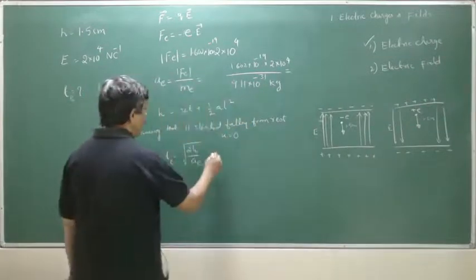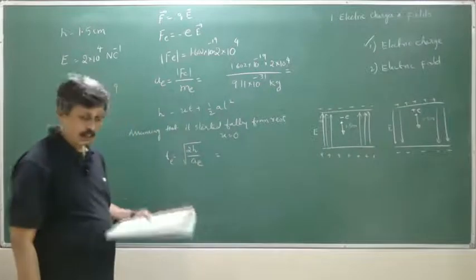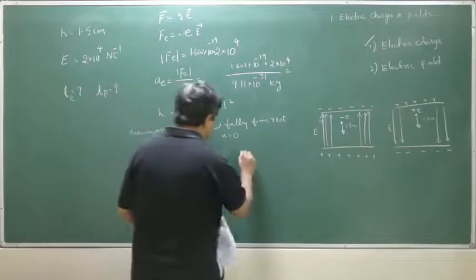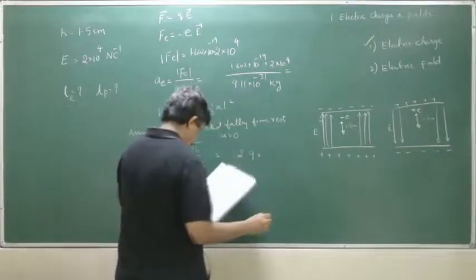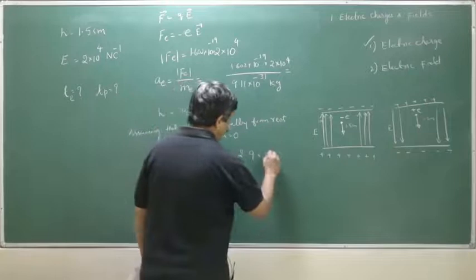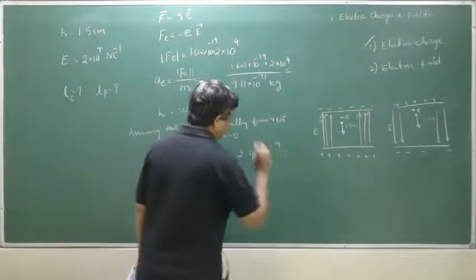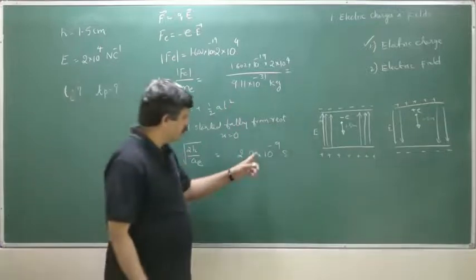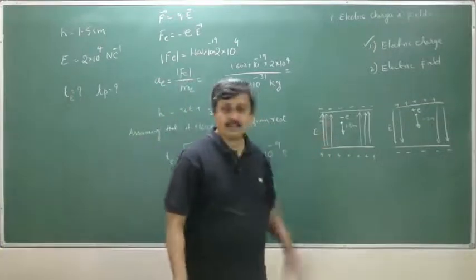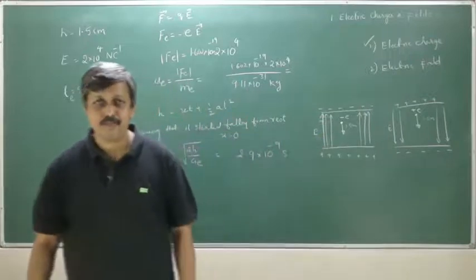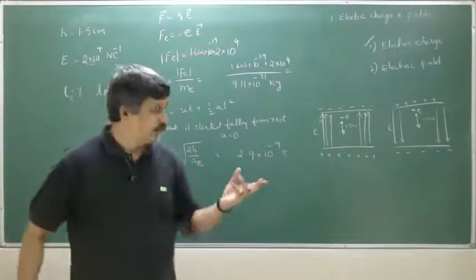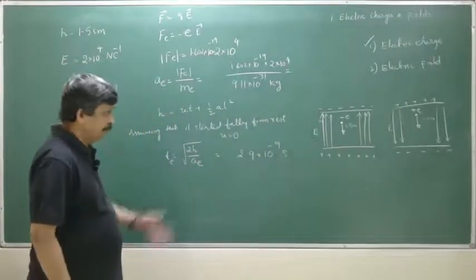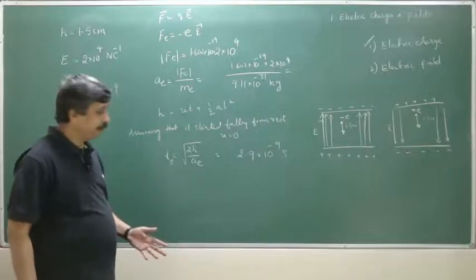If you substitute all that, you do the calculation, and you will get a Te of 2.9 into 10 power minus 9 seconds. So it goes at such a high speed, in 2.9 into 10 power minus 9 seconds, it reaches 1.5 centimeters. Okay, it's like nanoseconds, 2.9 nanoseconds it reaches. That means so much acceleration it has.